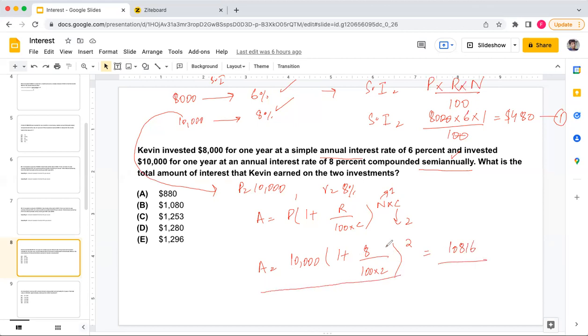Now this is the total value. For finding the compound interest, you need to subtract the initial value from this. And what is the initial value? 10,000.